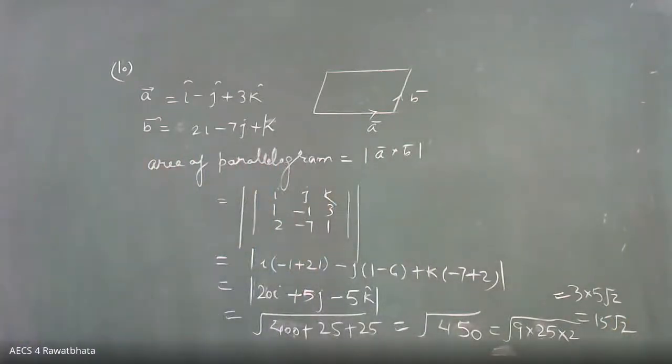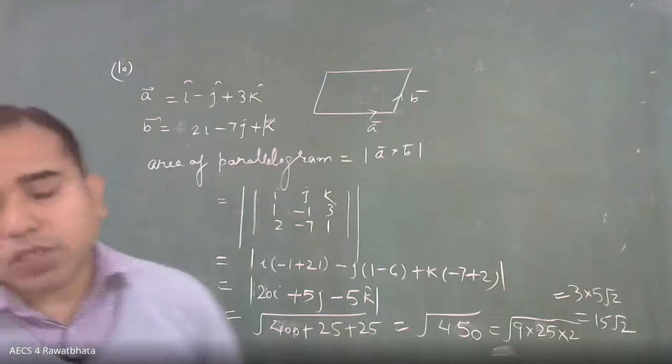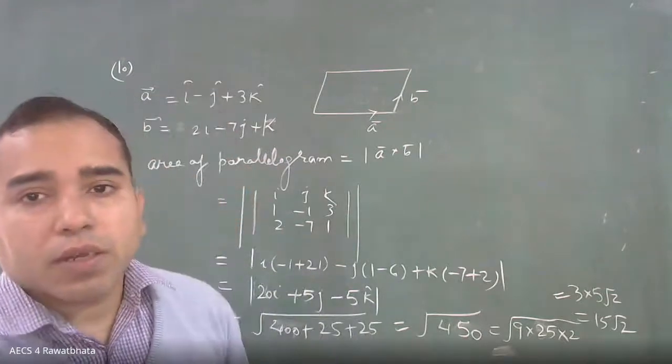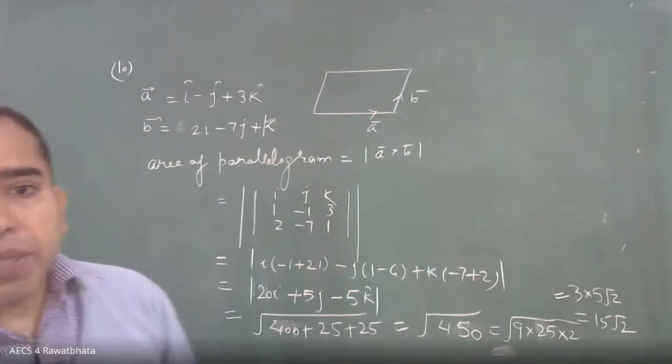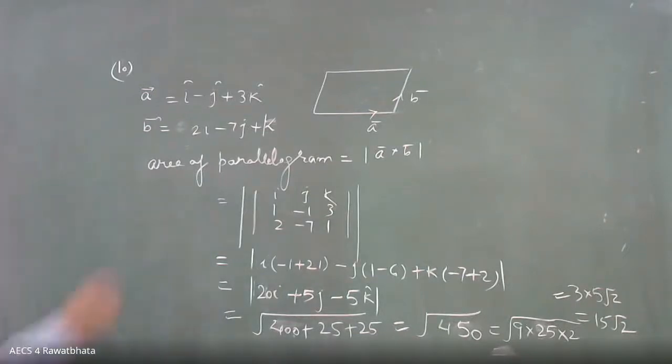450 is 225 into 2. 15 root 2 square units should be the answer. Yes, this was question number 10. Now the 11th question. Amit Kadwasra, will you read question 11?